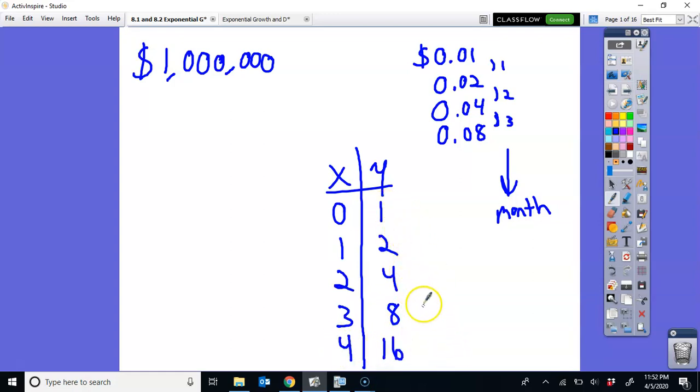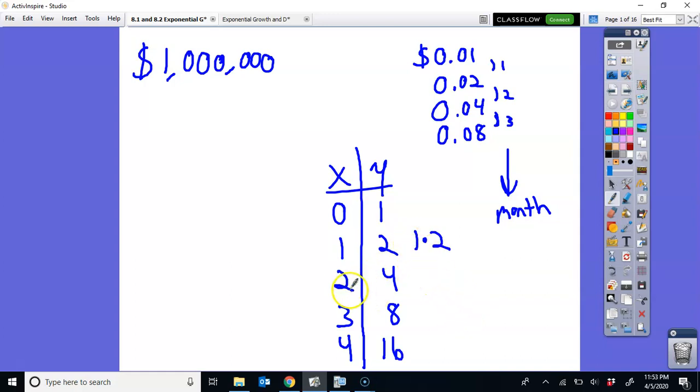So what is happening every single time over here? Hopefully, you said it's doubling every single time. The number of pennies is doubling every single day that I give you. But let's look at what mathematically is happening. From day 0 to day 1, notice it multiplied by 2. You took your original penny times 2.